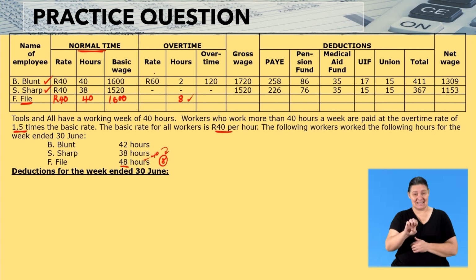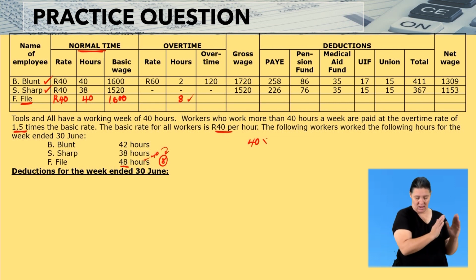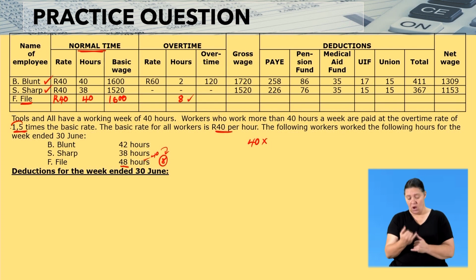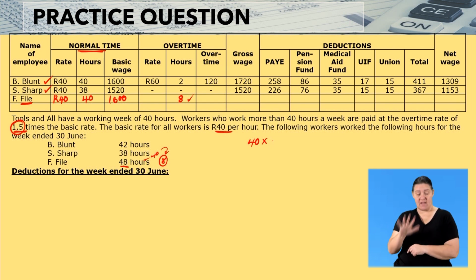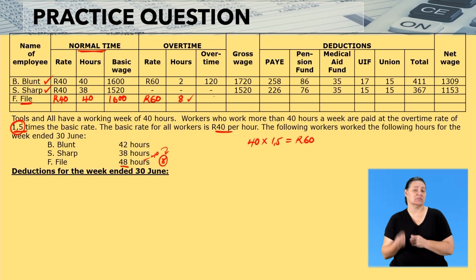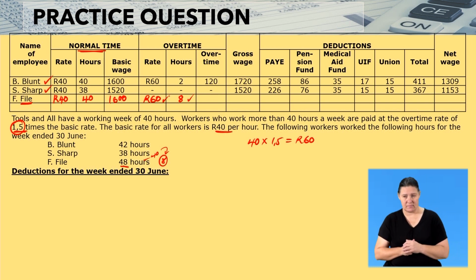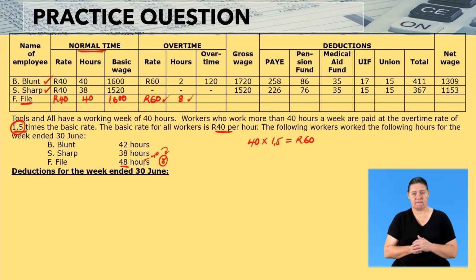The rate, remember, the normal rate is 40 Rands. 40 Rands multiplied by 1.5 is going to give you 60 Rands. That means my rate here becomes 60. How then do I get the amount here? I will now say 60 Rands, which is the rate, multiplied by the 8 hours.